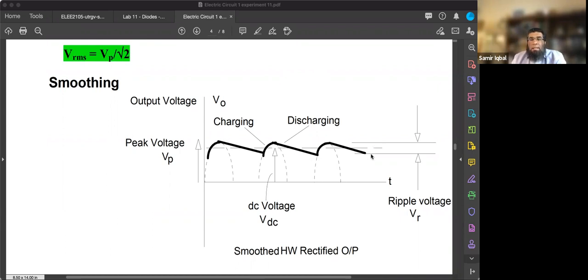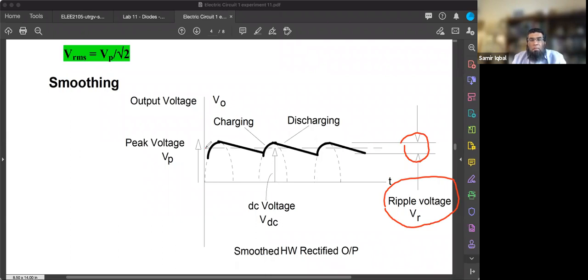And then the difference between the maximum and minimum, we call it ripple voltage. We write it as VR. Ripple, just like a wave going up and down, we call it ripple. So this is the ripple voltage, and this is the difference between the highest value and the lowest value, right?